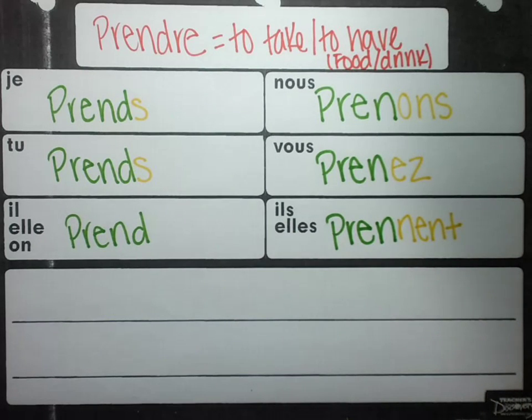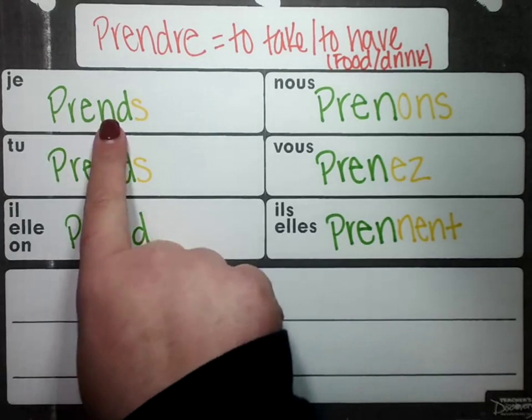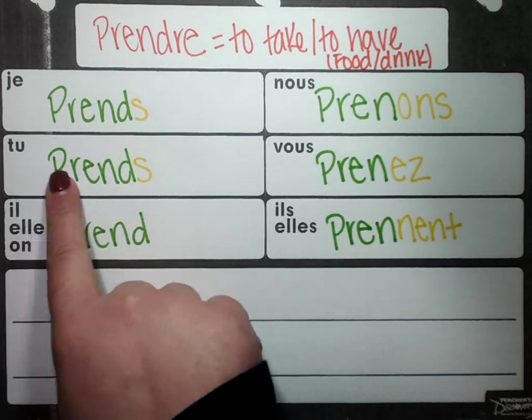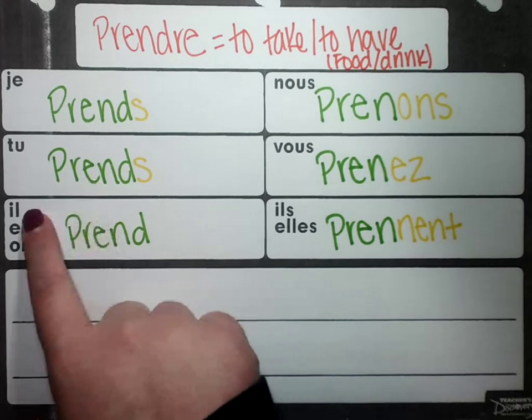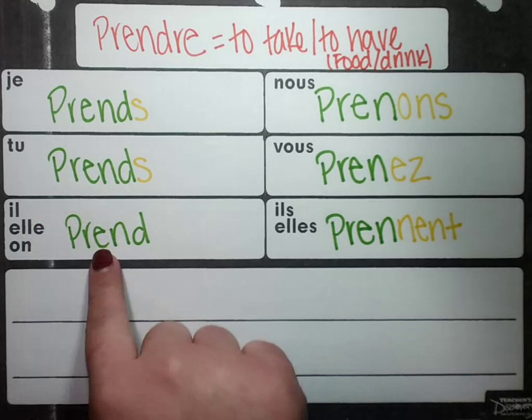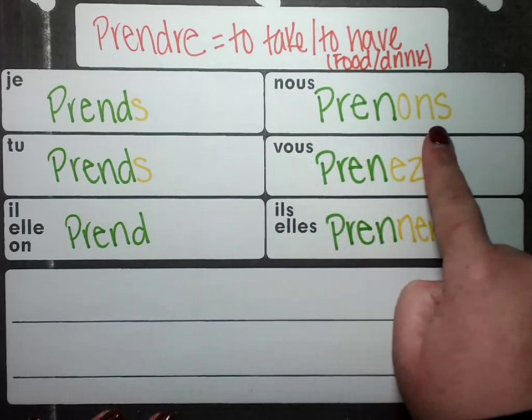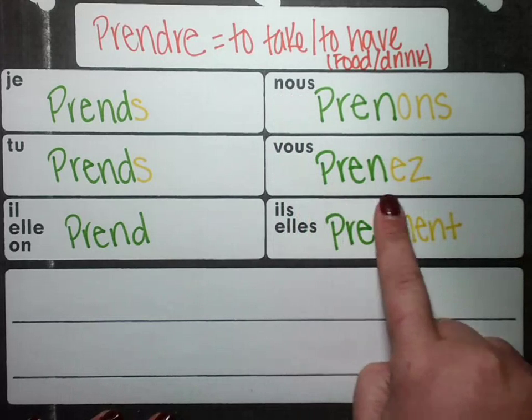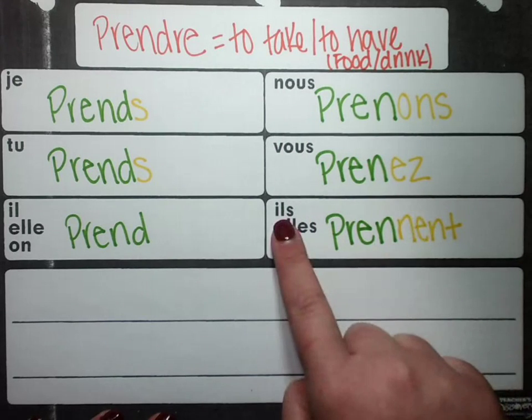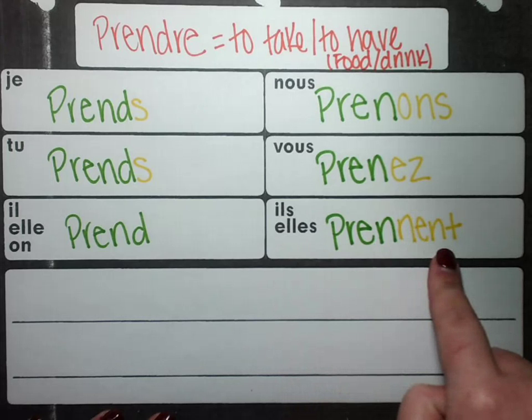All right. So let's try to go through and say these. So I'm going to say it and then you're going to say it. I'm going to pause so that way you have time to say it. So first off, we have je prends, tu prends, il, elle, on prend, nous prenons, vous prenez, ils, elles prennent.